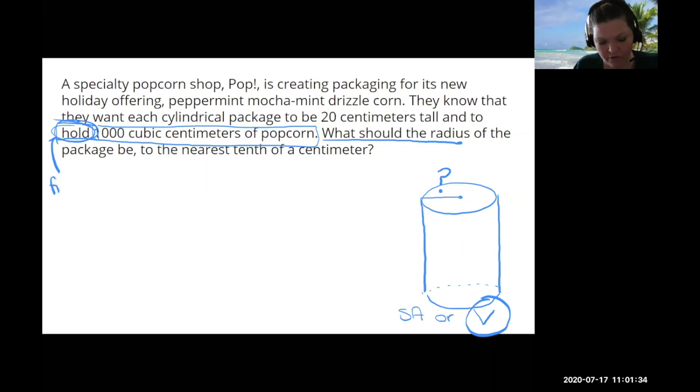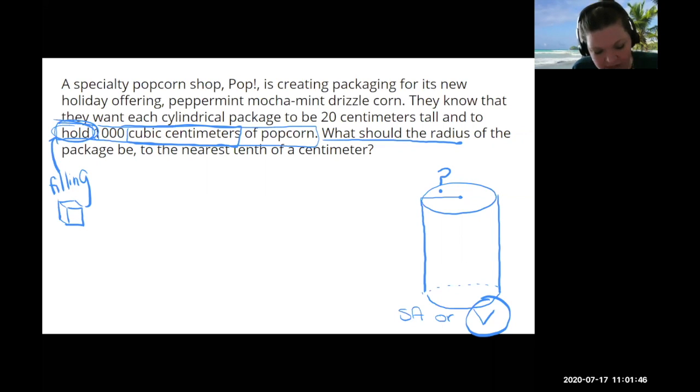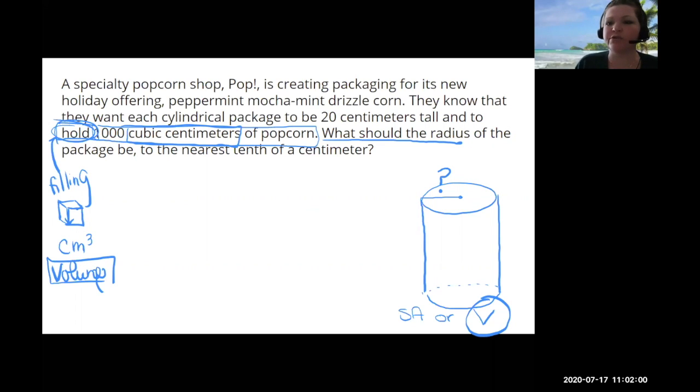And then one more clue. Did you guys notice the unit on that number? It says we're going to hold 1,000 cubic centimeters. There we go again with the cubic units. Anytime you look at a cubic unit, a three-dimensional unit, now we're in the world of volume. For those of us who aren't like Manal, that it just pops into our head, there's the clues we can use to know that we're looking at a volume of a cylinder and not surface area.